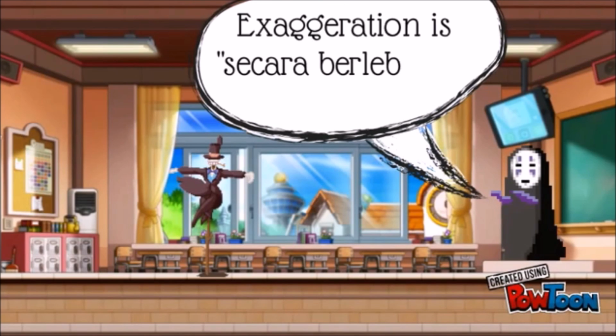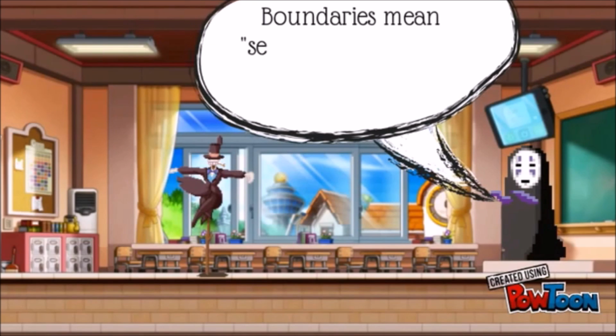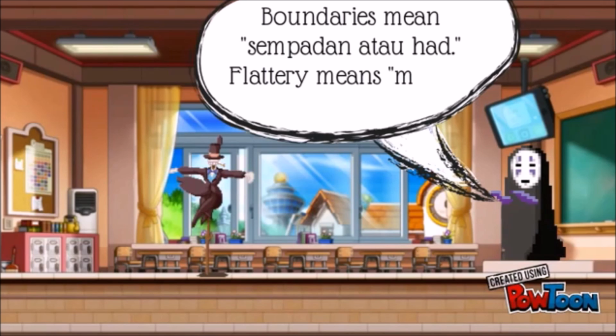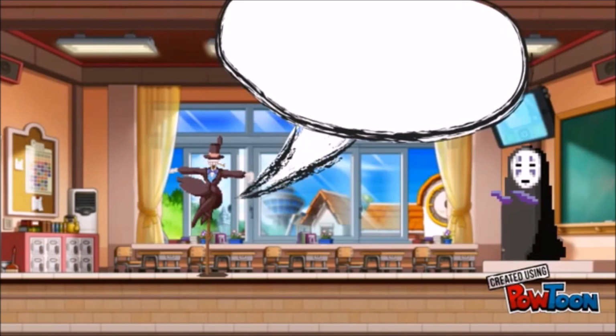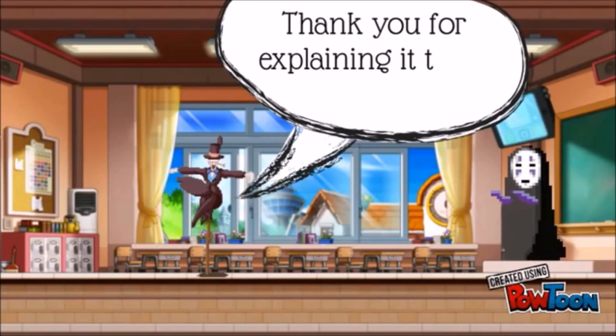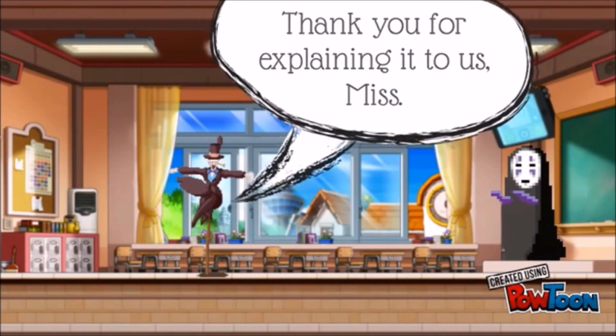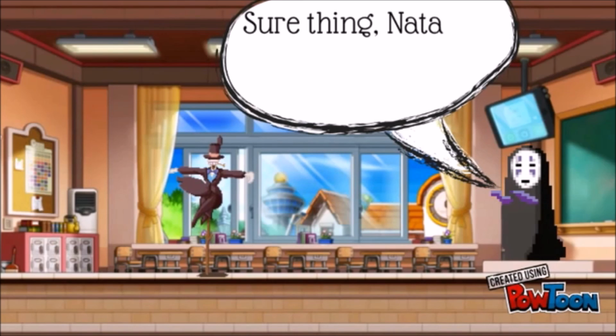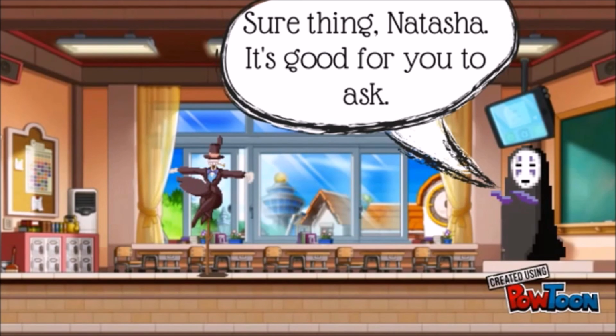Exaggeration is secara berlebihan in Malay. Boundaries means sempadan atau had. Flattery means memuji berlebih-lebihan. Thank you for explaining it to us, miss. Sure thing, Natasha. It's good for you to ask.